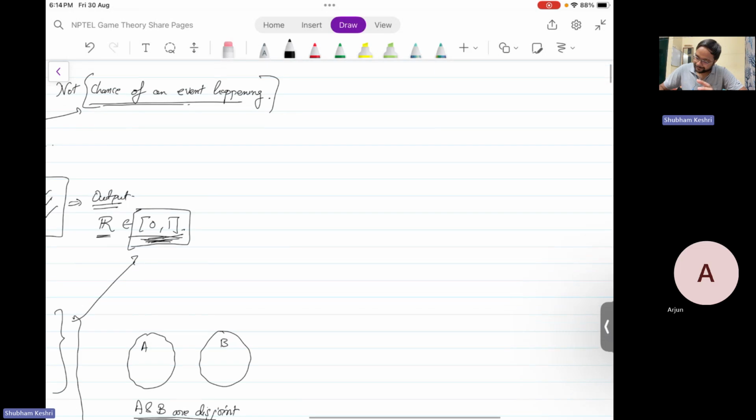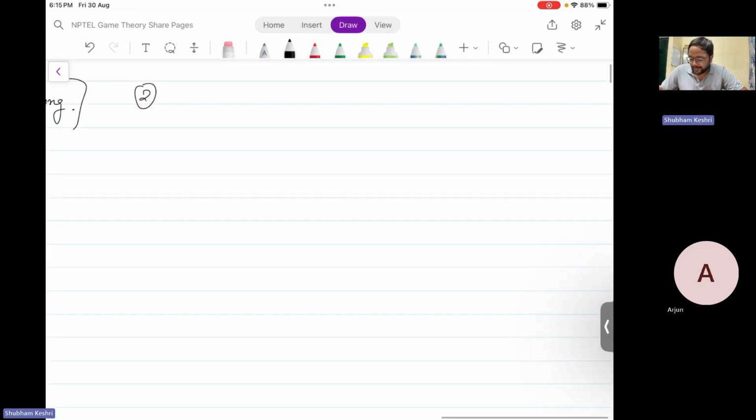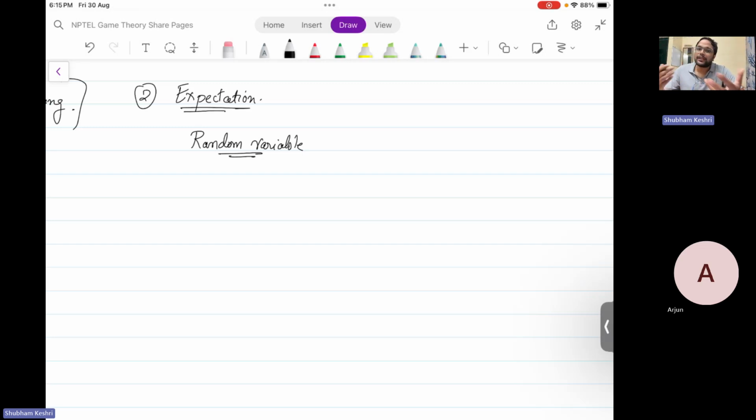The second thing which I wanted to discuss is expectation. Expectation can be obtained for a random variable. So what is a random variable? Random variables are variables which can take values which are uncertain. What I mean by that is, random variables can take multiple values with certain probability.